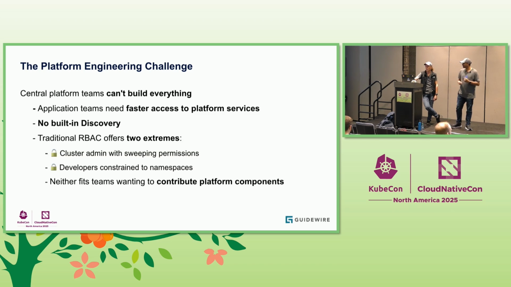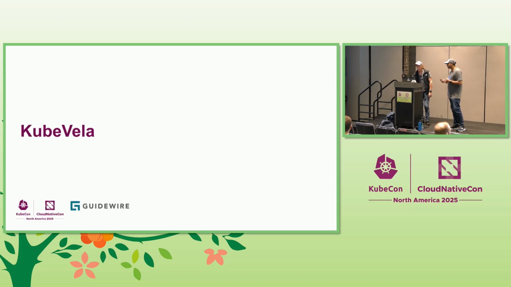The other aspect is about RBACs. We have two extremes within Kubernetes. Either you are a cluster admin or you are relegated to the namespace that you're working on. So how do we measure in between? And how can we get to a point where we can use productive security sandboxes for the teams to be able to go ahead?